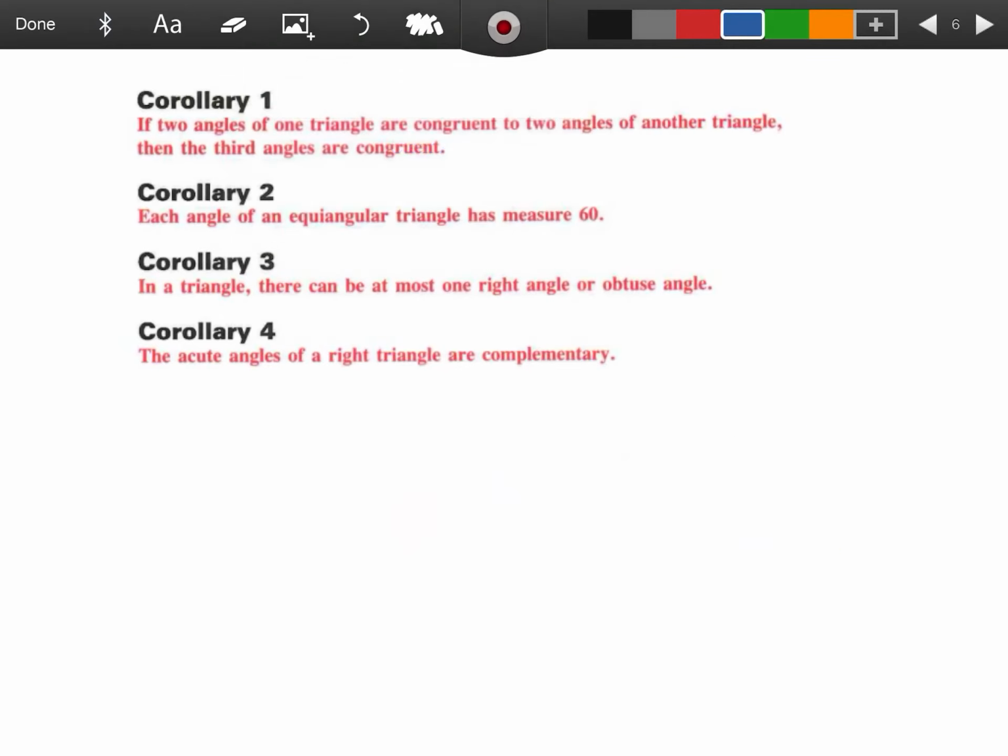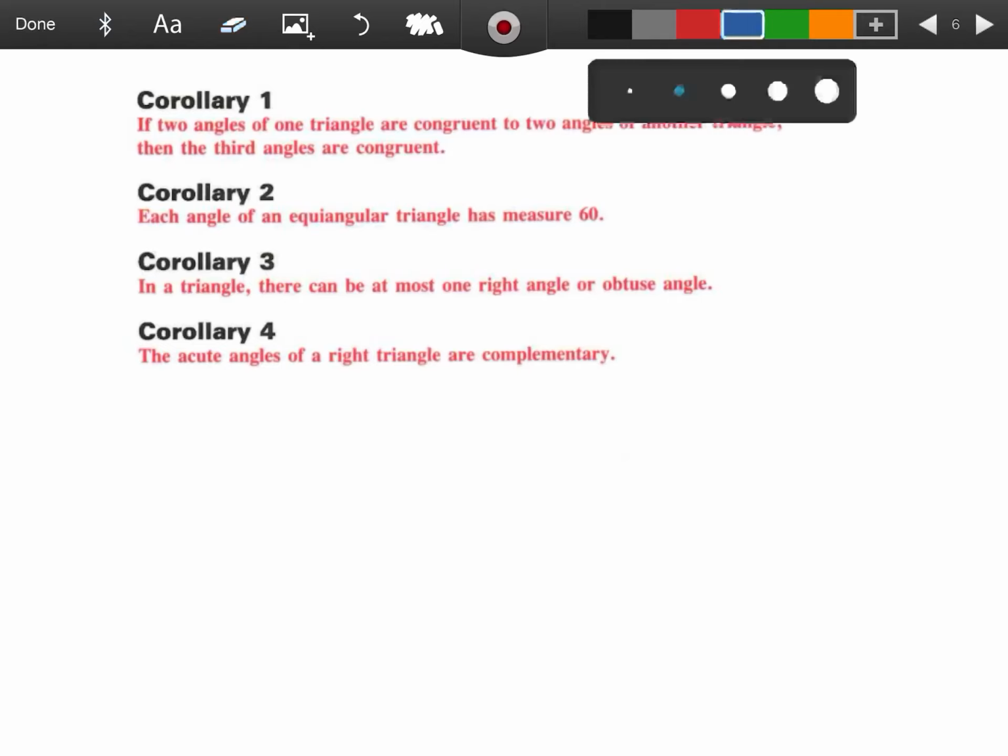All right, corollary 2, each angle of an equiangular triangle has measure of 60. Well, if there's 3 angles, and they are all equal, and they all add up to 180, 180 divided by 3 is 60. All right, so that one makes sense. So that's why it says corollaries are easily proved by theorems, because they're really straightforward.